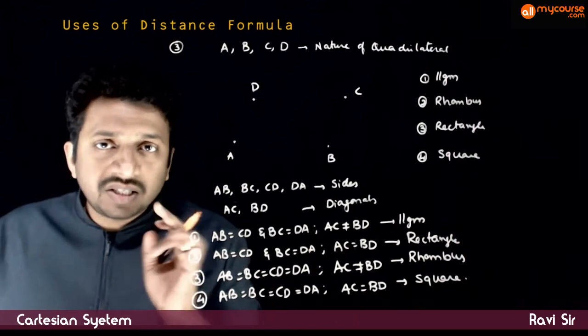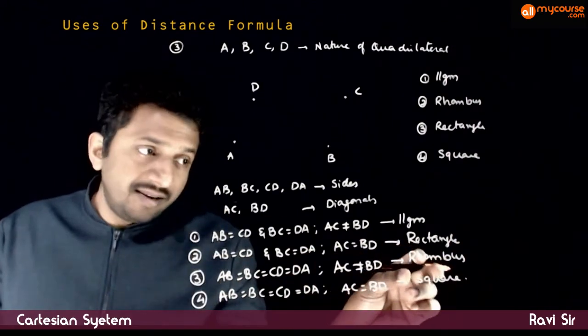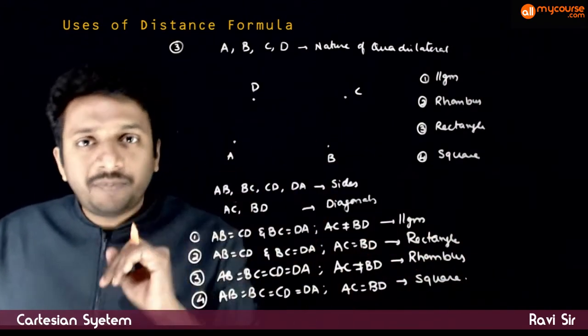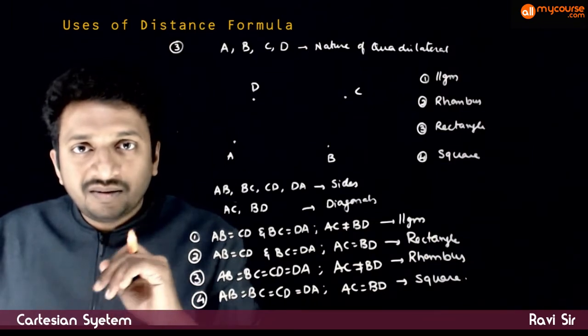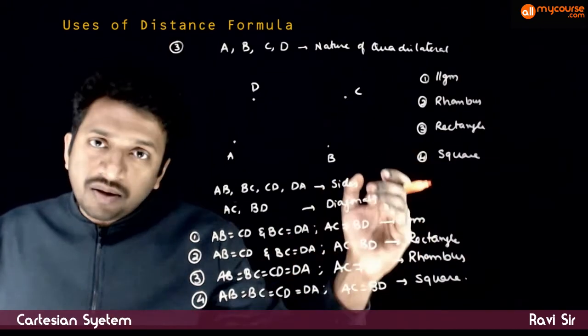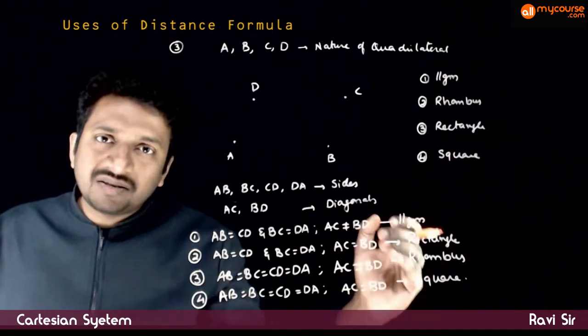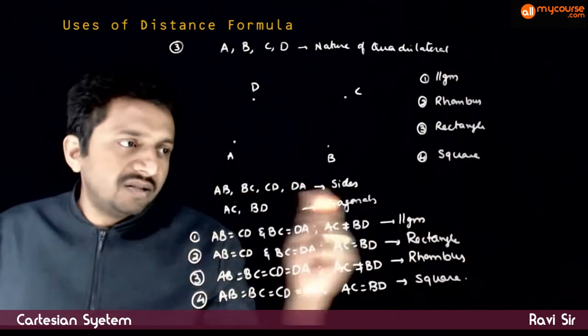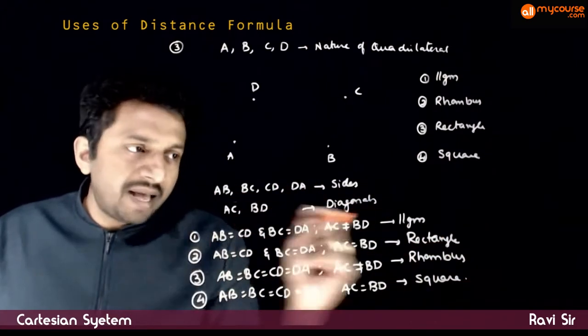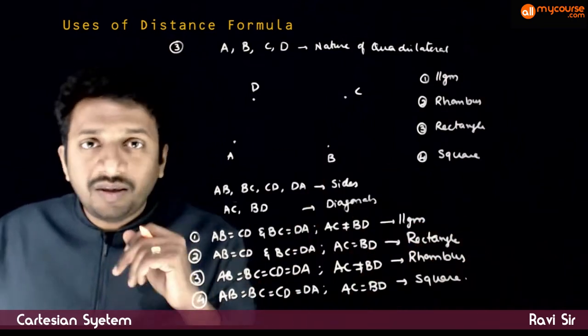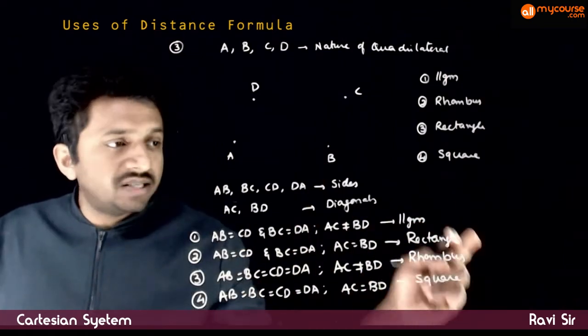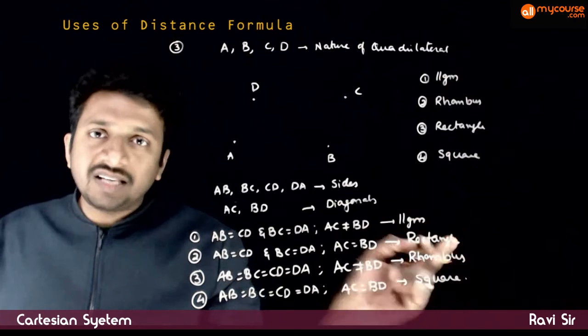As you have to understand, if the quadrilateral is a square, it automatically becomes a parallelogram. As we go down, the strictness of the figure increases. If it is a rectangle, it is already a parallelogram. If it is a rhombus, it is already a parallelogram. If it is a square, it is a parallelogram as well as a rectangle as well as a rhombus.